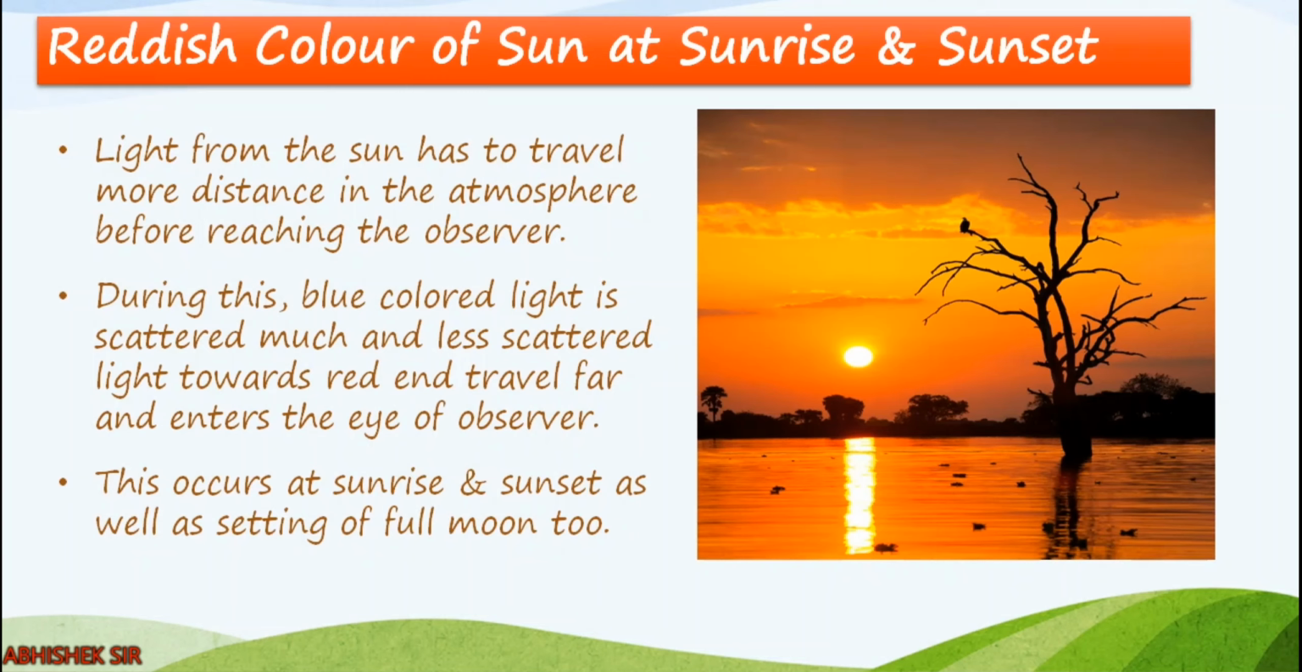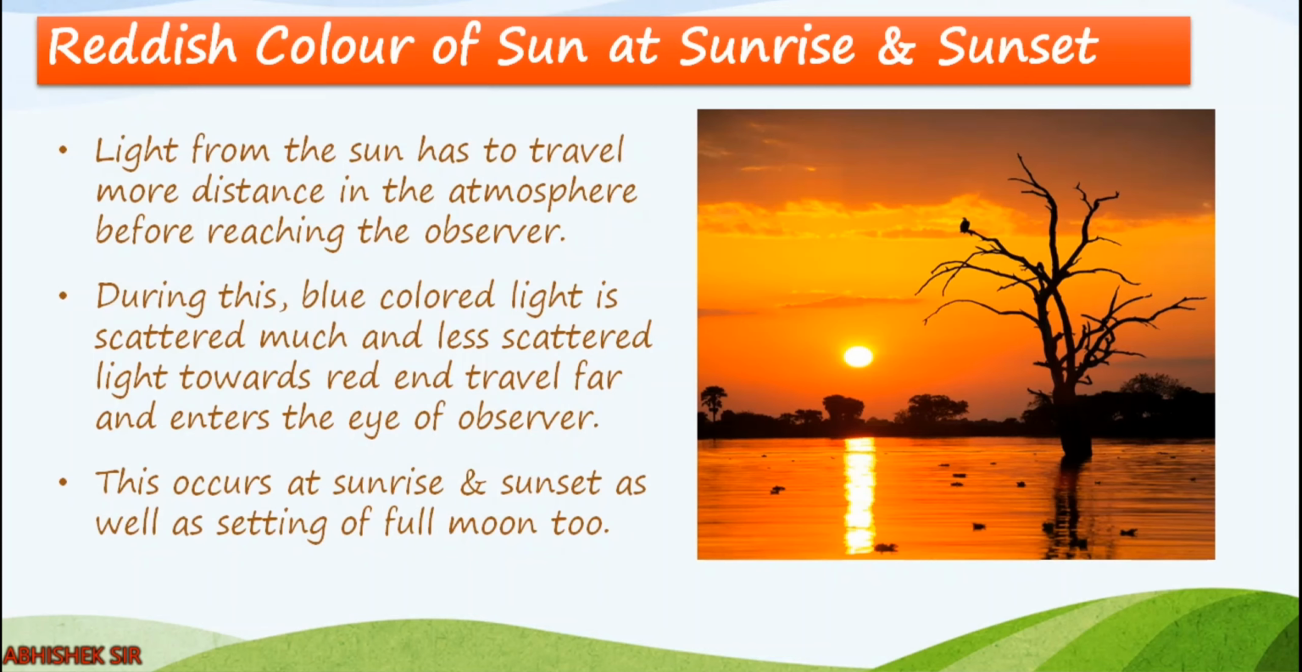Exactly in the afternoon. But when the sun is near the horizon at the time of sunrise and sunset, the light has to travel more distance, right? So light from the sun at sunrise and sunset, when the sun is near the horizon, travels more distance before reaching our eyes. During this, the blue light is scattered away, and whichever light is less scattered, like the red and the orange, travels a far distance and reaches our eyes.